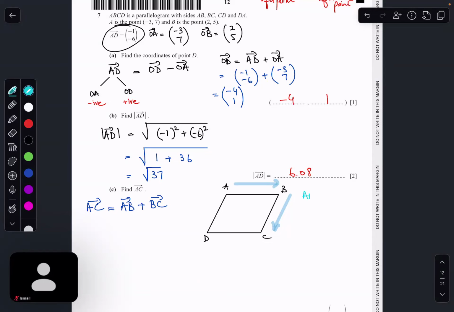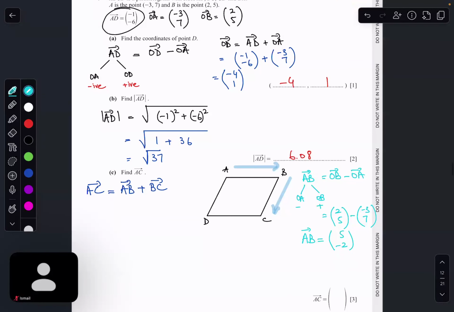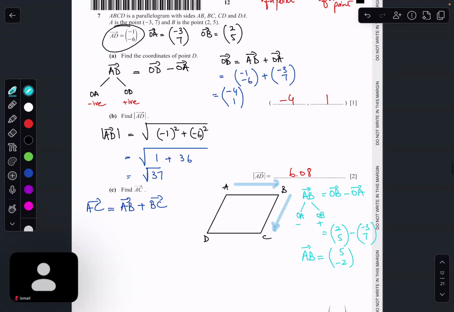If I split AB into its position vectors, this will be OA and this will be OB. The first one is negative, the second one is positive. So this will be OB minus OA. OB given over here is (2, 5), and OA is (-3, 7). So we have AB as 2 minus -3, that is 5, and -2. This is AB.